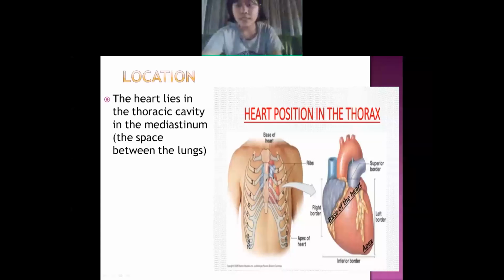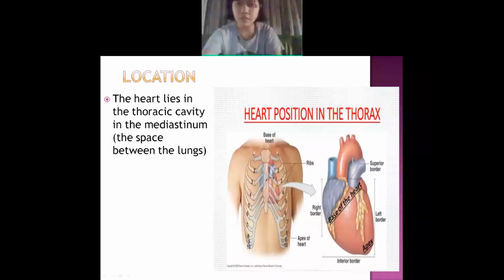This portion, your chest portion, is known as the thorax. So it lies in the thoracic cavity. Cavity means a hole, a space. So it lies there in the mediastinum. Mediastinum means in the middle.